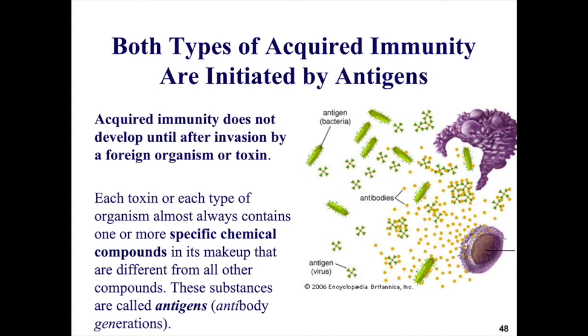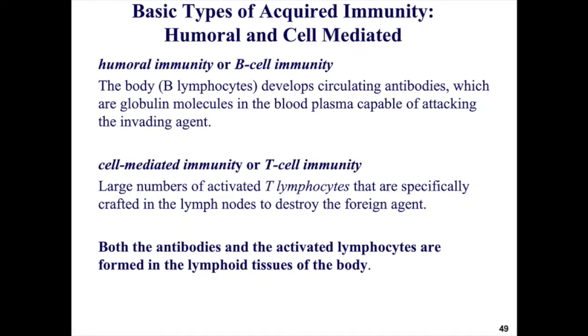Okay, so when we say that the acquired immunity is driven by antigens, it means that it will produce something specific to that certain antigen. So let's try to work with this concept for a little bit more. We have two types of lymphocytes that are involved in antigen-driven immunity, which are the B cells or B lymphocytes and the T cells or T lymphocytes.